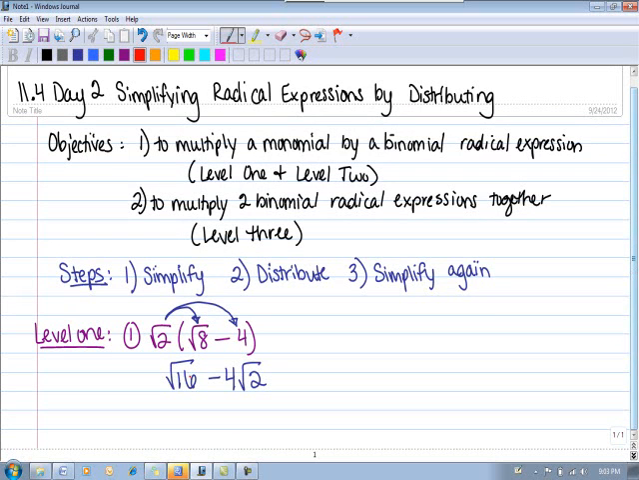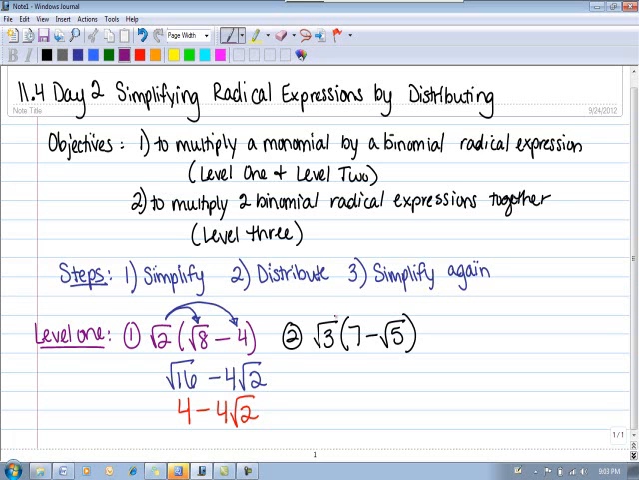So we look at this and see, oh wait, we have the square root of 16. What is that? That's 4. So this is 4 minus 4 radical 2. Okay, question number 2. Let's try radical 3 times 7 minus radical 5.